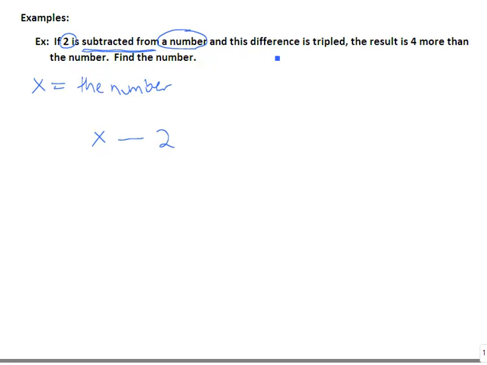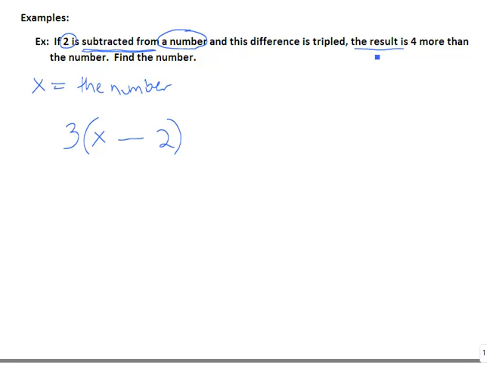Keep reading. It says this difference is tripled. A difference is subtraction, so right here is our difference. We want to triple it, so I'm going to multiply by 3. Now if I write it like this, that would be incorrect because that's only multiplying the x by 3. I want to make sure that I multiply the entire difference by 3, so we need parentheses. So 2 is subtracted from a number, and this difference is tripled. That's what we have so far.